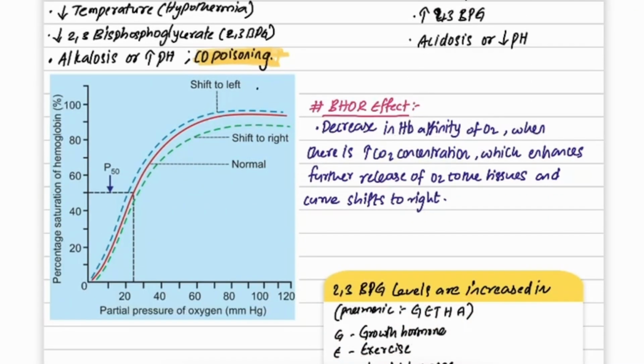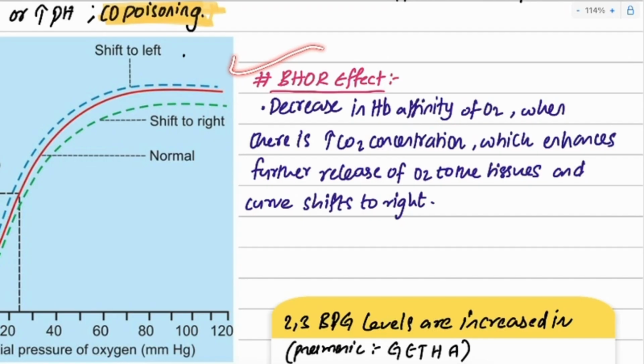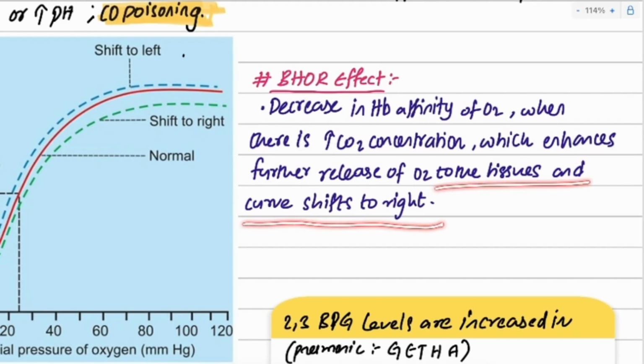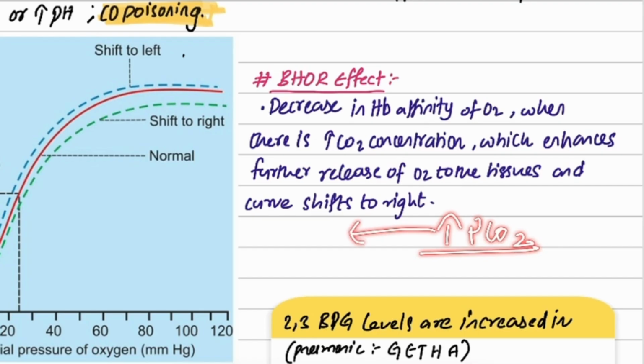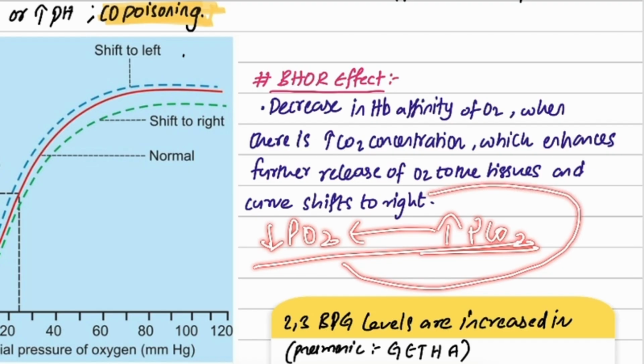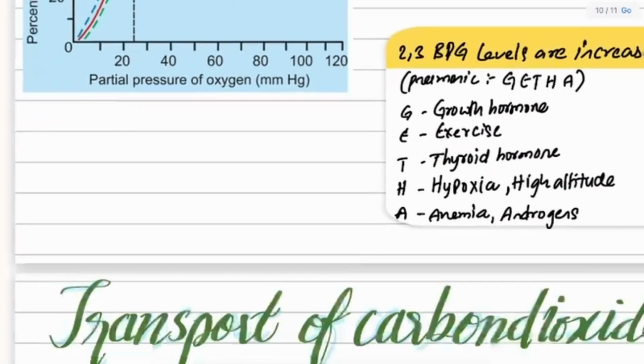Now one more small concept, the Bohr effect. What is this Bohr effect? It is a decrease in hemoglobin affinity for oxygen when there is increased concentration of CO2, which enhances further release of O2 to the tissues, and the curve shifts to right. Just remember, in the Bohr effect the curve shifts to right. That is, when there is increased partial pressure of carbon dioxide, there will be decreased partial pressure of oxygen, which makes the curve shift right. This is the Bohr effect.